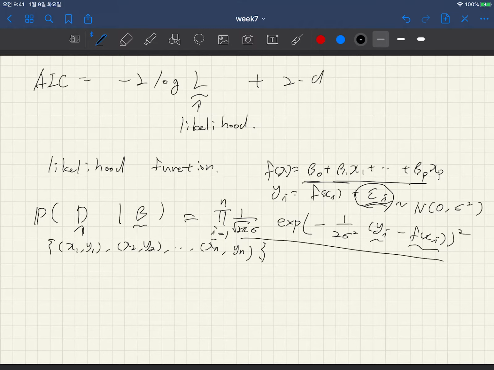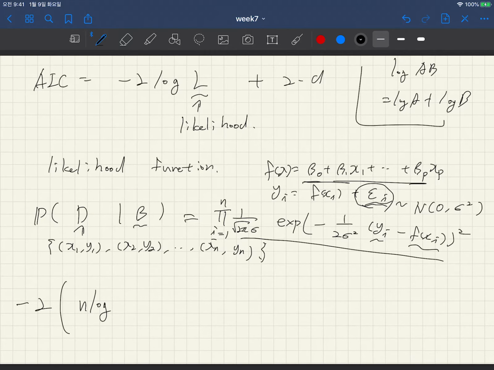So when you take the log, using the very nice property of log: log of AB is equal to log A plus log B, this is equal to minus 2 times n times log of 1 over square root of 2 pi sigma, plus minus 1 over 2 sigma squared times the summation of (yi minus f(xi)) squared, from i=1 to n.